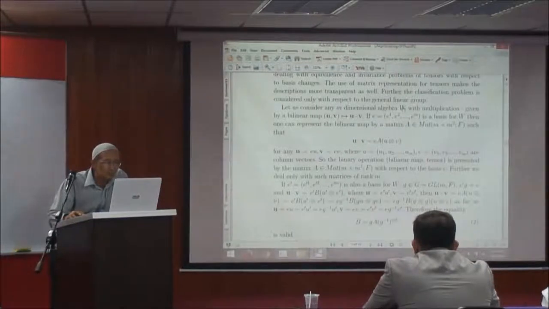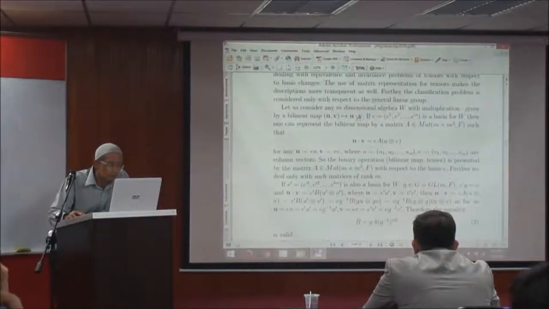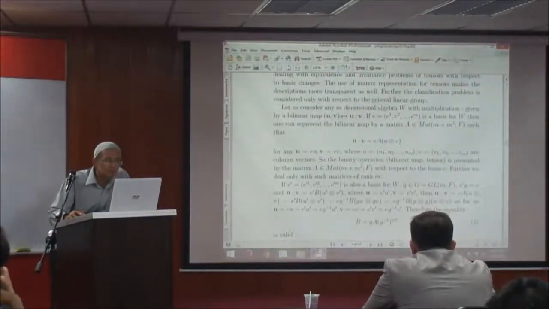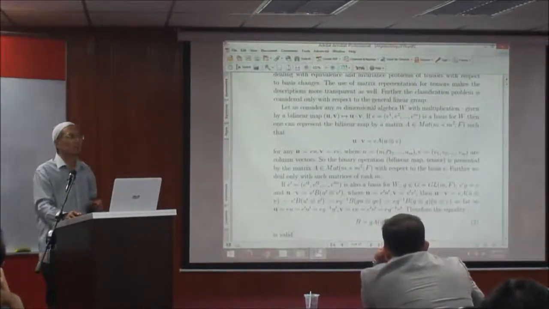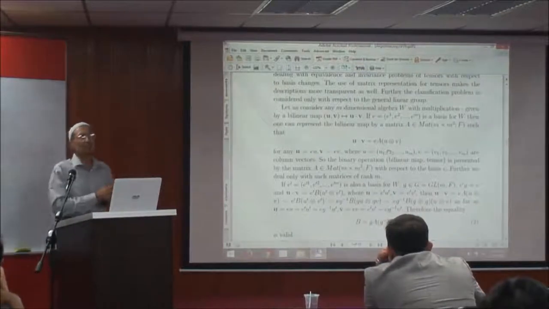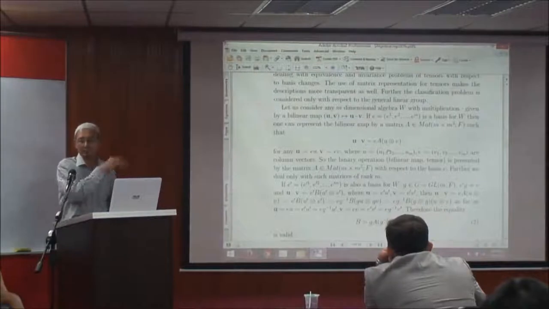An algebra means a vector space over some field. In our case, you can consider complex numbers. It is given with a bilinear map, in other words a product of two elements. Bilinear means it is linear with respect to the first and the second components. This product you can represent. When you fix some basis, you have the structure constants.